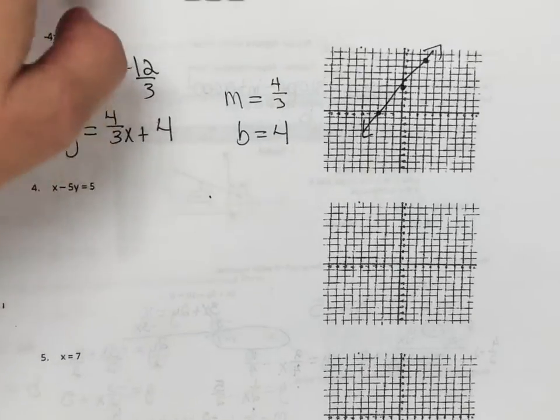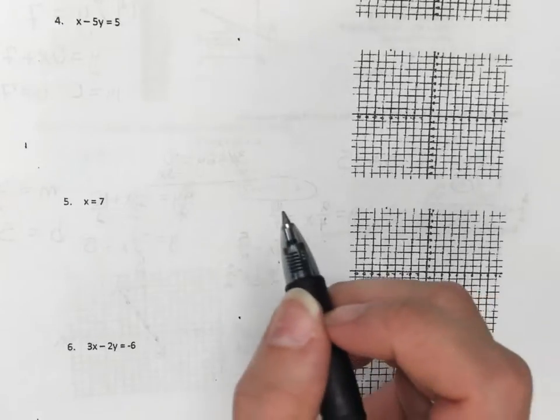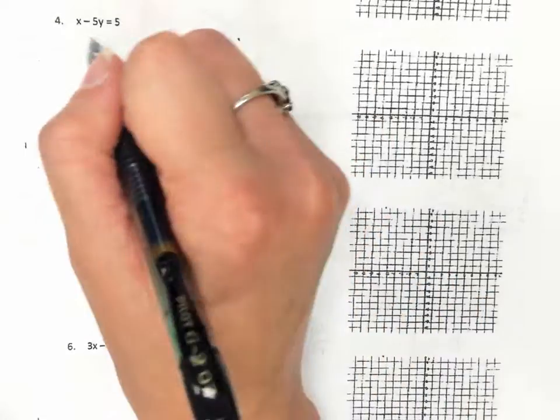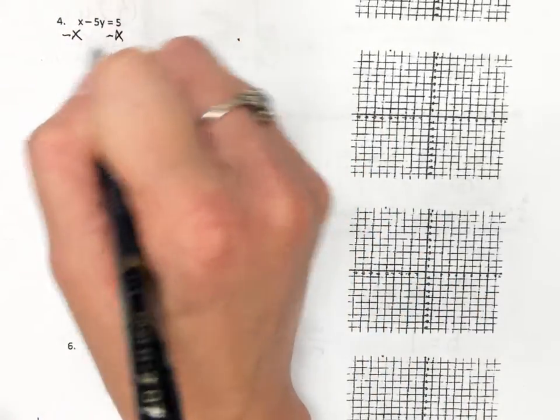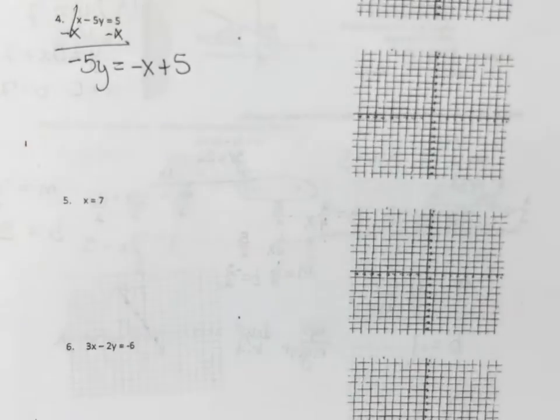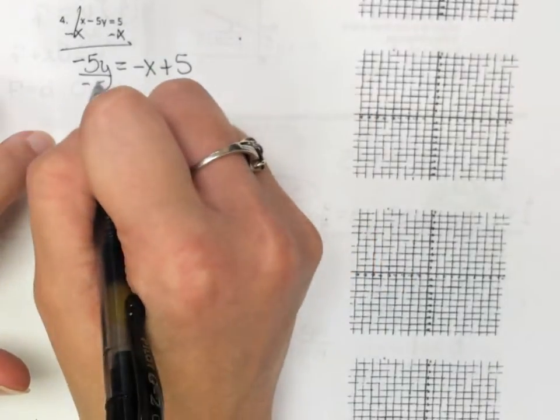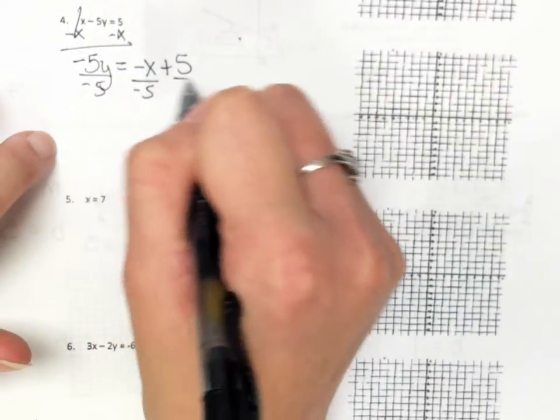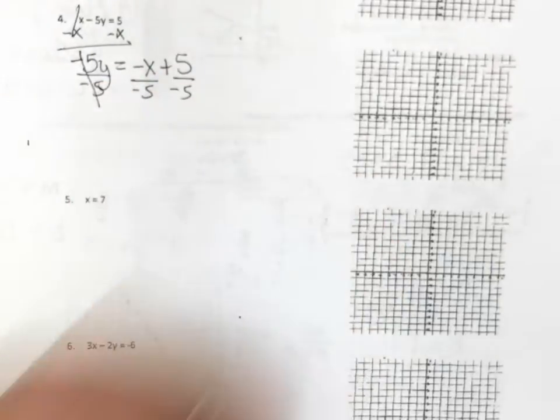Alright. Oscar, what would I do first on number 4 to get y by itself? Subtract x, perfect. Alright, so be careful. Keep that -5 with it. Alright, Gracie. So I've got -5y equals -x plus 5. What would I do to finish getting y by itself? Divide by -5. Alright, and I'm going to slow down right here because I know this is what confused some of you last time.